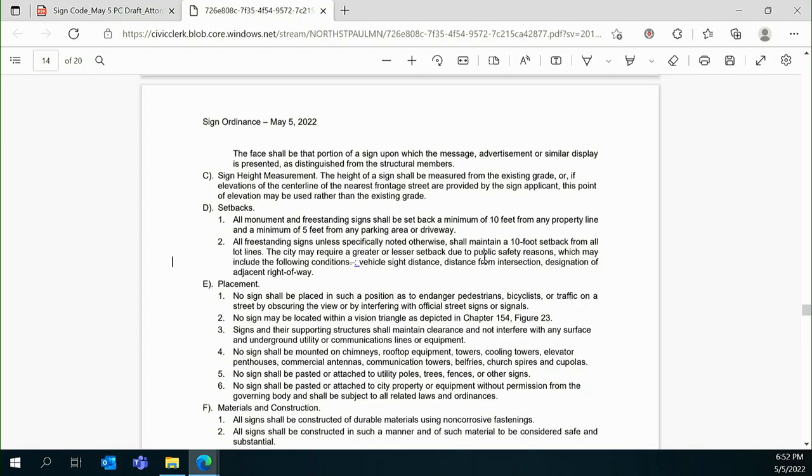Take the "and a minimum of 5 feet from any parking area or driveway" portion of item 1, put it in at the end of the first sentence of item 2, and then item 1 goes away. Just combine it into one statement. I was restating what you were saying to make sure that I understood.